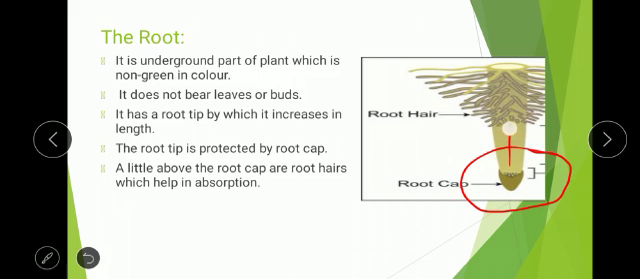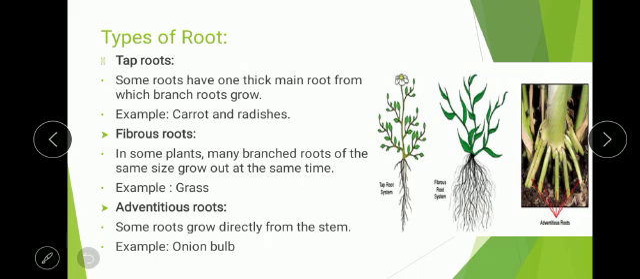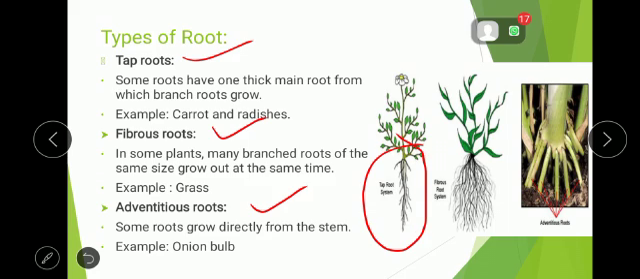A little above the root cap are the root hairs. These root hairs help in the absorption of minerals and water. There are three types of root: taproot, fibrous root and adventitious root. Some roots have one thick main root from which branch roots grow, for example, carrot and radish.